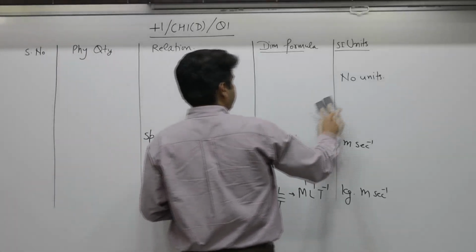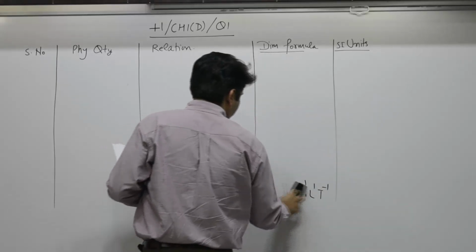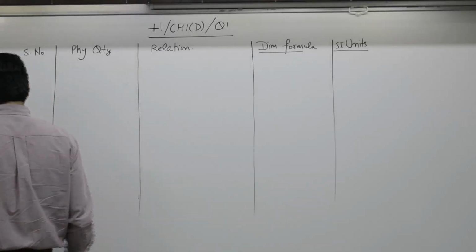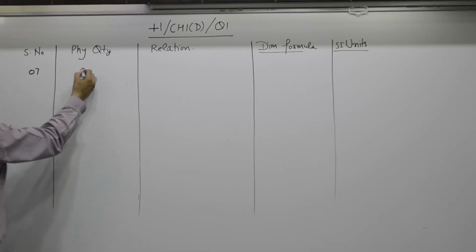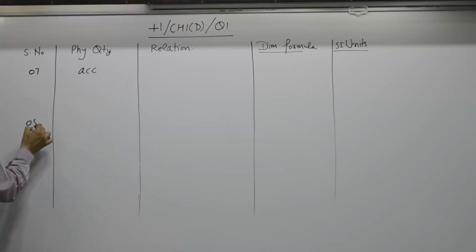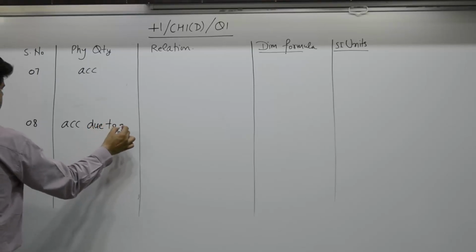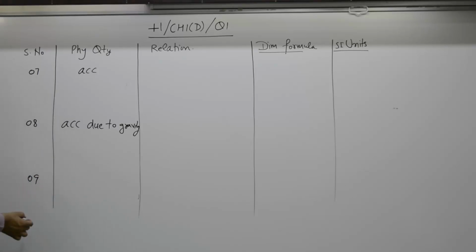Point number 7 is acceleration. Then acceleration due to gravity. Seven is acceleration. 8 is acceleration due to gravity. Then force. Try 3 minutes.